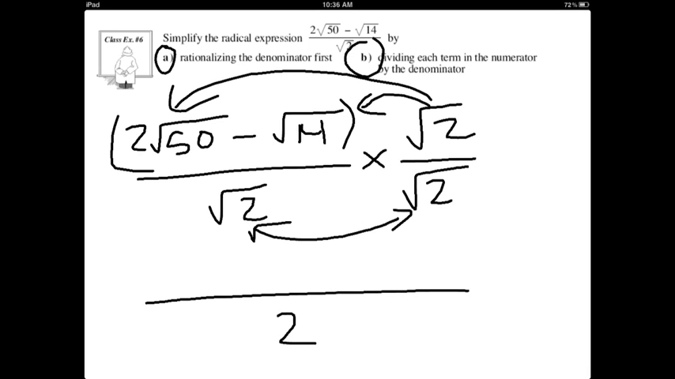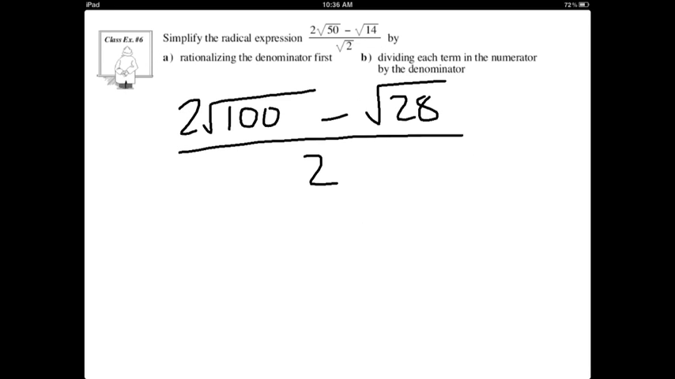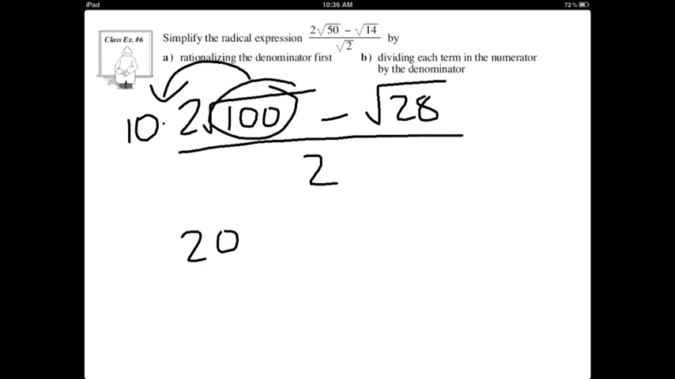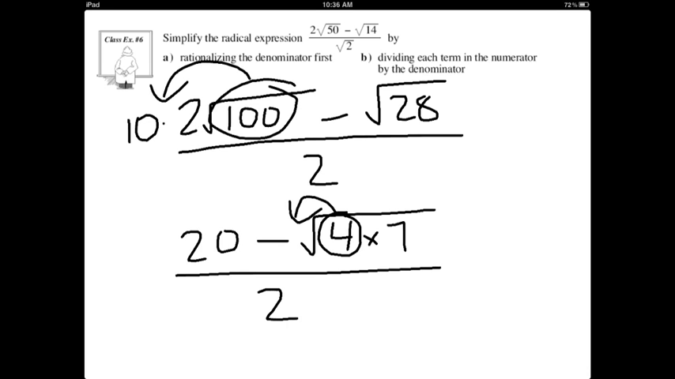So root 2 times 2 root 50, that's going to be 2 root 100. And you have root 2 times root 14, that's going to be root 28. Well, 100 is a perfect square, so that can be brought out. So 10 times 2 is just 20. Root 28, well, that is going to be 4 times 7, where 4 is a perfect square and can be brought out, all over 2.